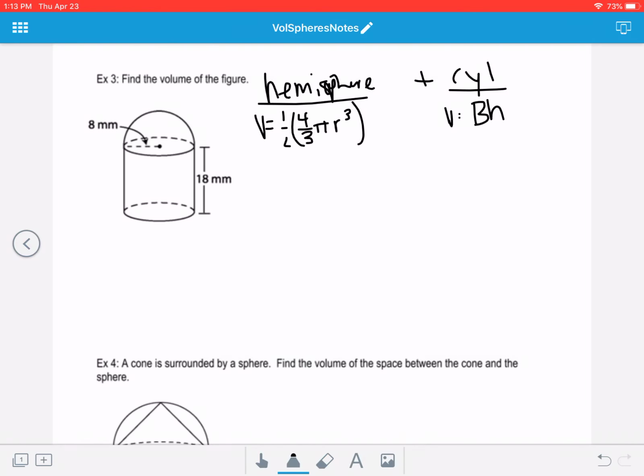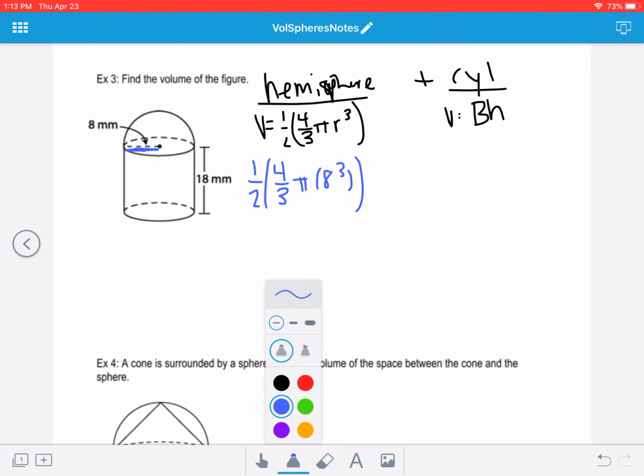I'll just start on the left here and go with the hemisphere. In order to find the volume, I need to know the radius, which they tell me is 8. So if I plug that in, 1/2 times 4/3 pi 8 cubed. We're going to leave this in exact form, you guys, so I like to work it backwards. I would take 8 and cube it, which is 512. Take that times 4, divide that number by 3, and then divide that number by 2, because it's a hemisphere.